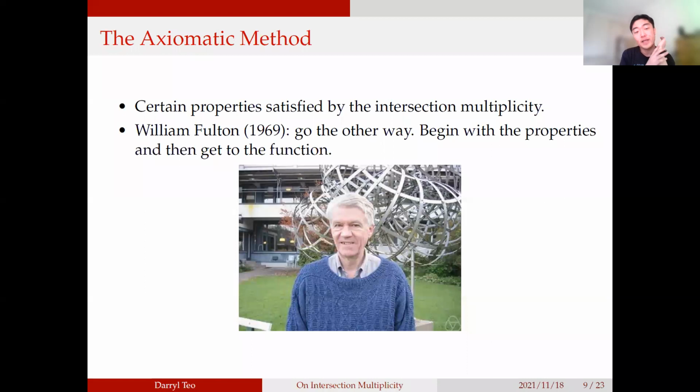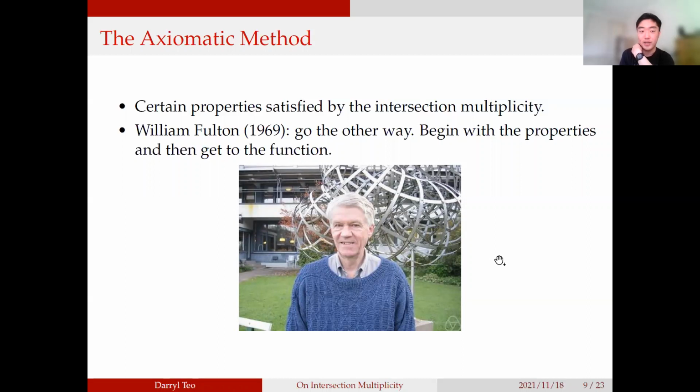Now, by taking those concrete functions and studying them, we can derive a number of properties which the intersection multiplicity satisfies. In 1969, however, William Fulton, pictured here, although not as he looked in 1969, decided to go the other way. Rather than beginning with the function and deriving its properties, he began with the properties and studied what this does to the function, or what this tells us about the function.